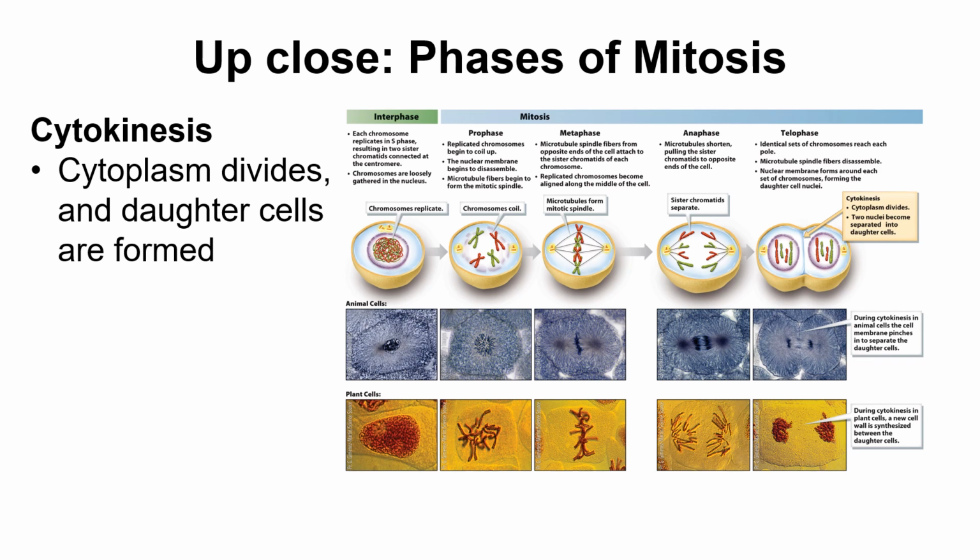And finally, we go into cytokinesis. What happens in cytokinesis is that the cytoplasm actually divides, and we have two daughter cells that look identical to the parent cell, identical in terms of size and also in terms of the number of chromosomes that we have in each of those cells.